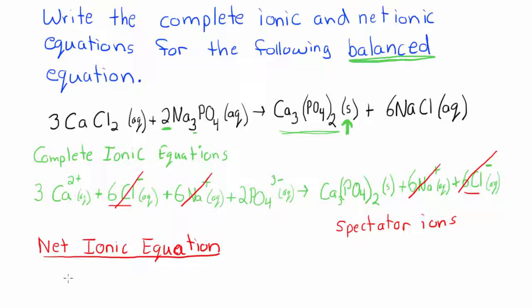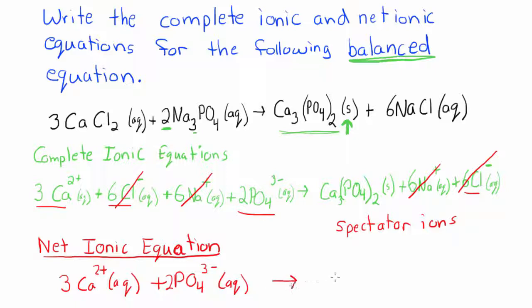Now what we do is we write just what's left over. So we've got 3 calcium ions. We've got 2 of the phosphate ions, and we already figured out the charge, and we already figured out the coefficient, so it's pretty easy for us to write this out. And then we've got our solid, so the calcium phosphate, and make sure you write the S for the state. Okay, so that's our net ionic equation.